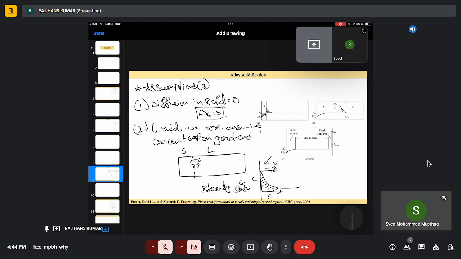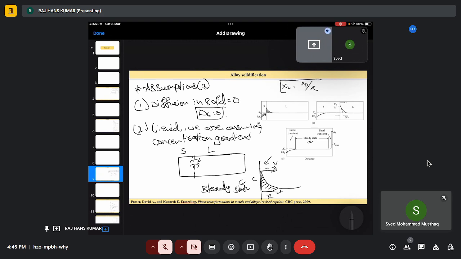So that is what we have shown here. So we are achieving a steady state. So the liquid adjacent to the interface reaches temperature T3. The liquid adjacent to the solid then has a composition. So XL will be X naught upon K.